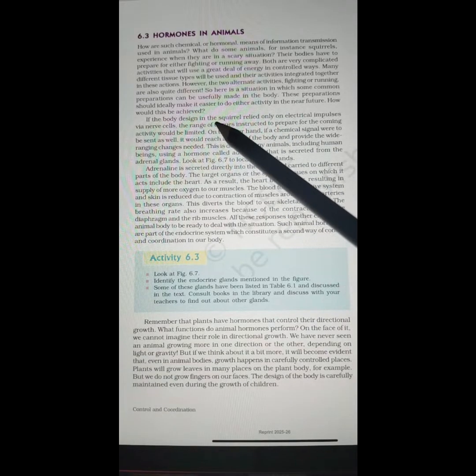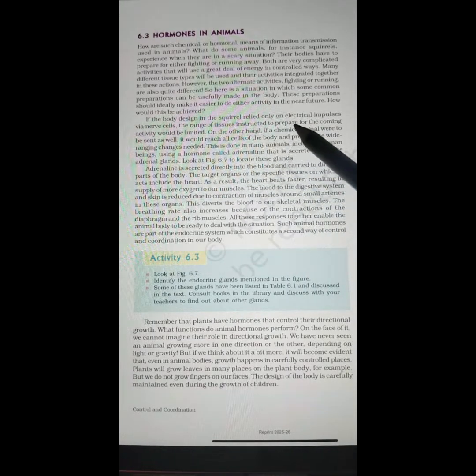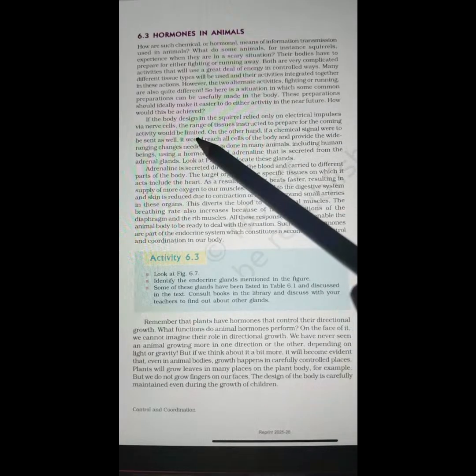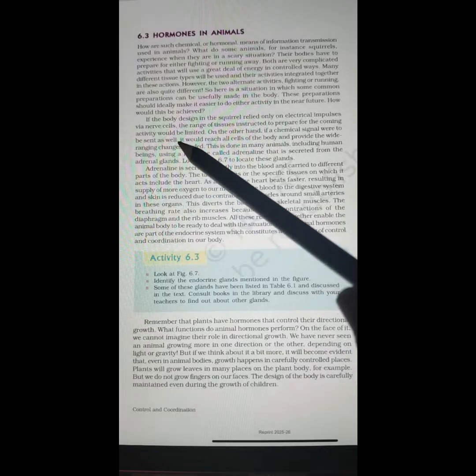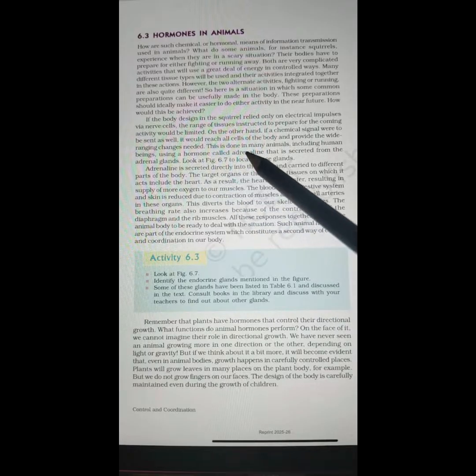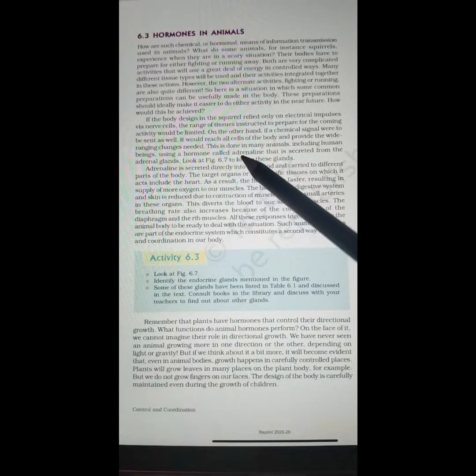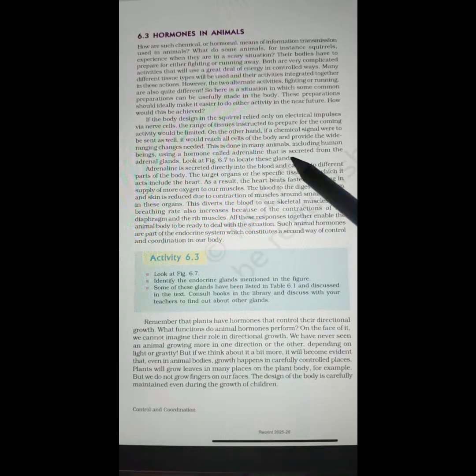If the body design in the squirrel relied only on electrical impulses via nerve cells, the range of tissues instructed to prepare for the coming activity would be limited. On the other hand, if a chemical signal were to be sent as well, it would reach all cells of the body and provide the wide ranging changes needed. This is done in many animals, including human beings, using a hormone called adrenaline that is secreted from the adrenal gland. Look at figure 6.7 to locate these glands.